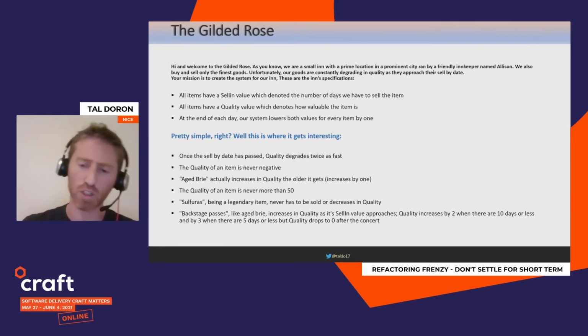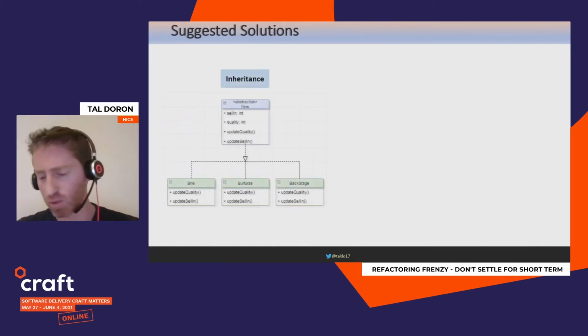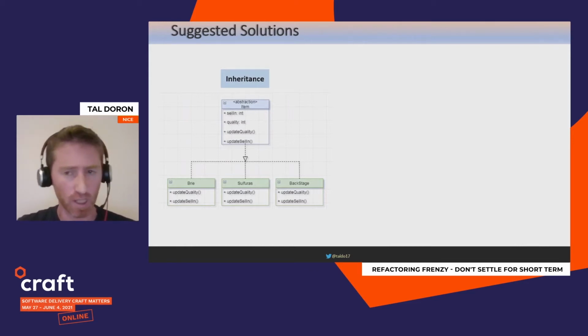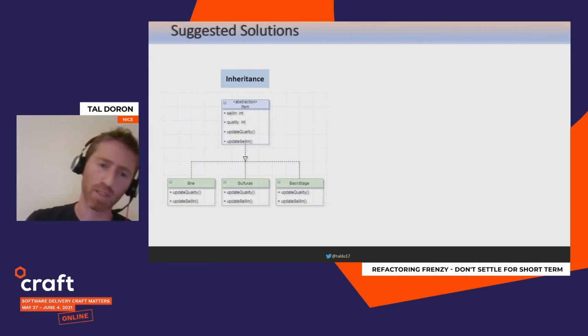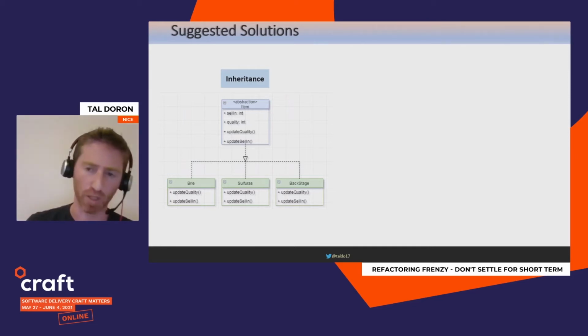I'm going to show you 2 suggested solutions. First of all, people are used to writing in object-oriented style, using inheritance. So people say, okay, I'm going to create an abstraction which will build the item. I'm going to create derivatives like brie, sulfurous and backstage, and I'm going to override the behaviors for update quality and update selling accordingly.